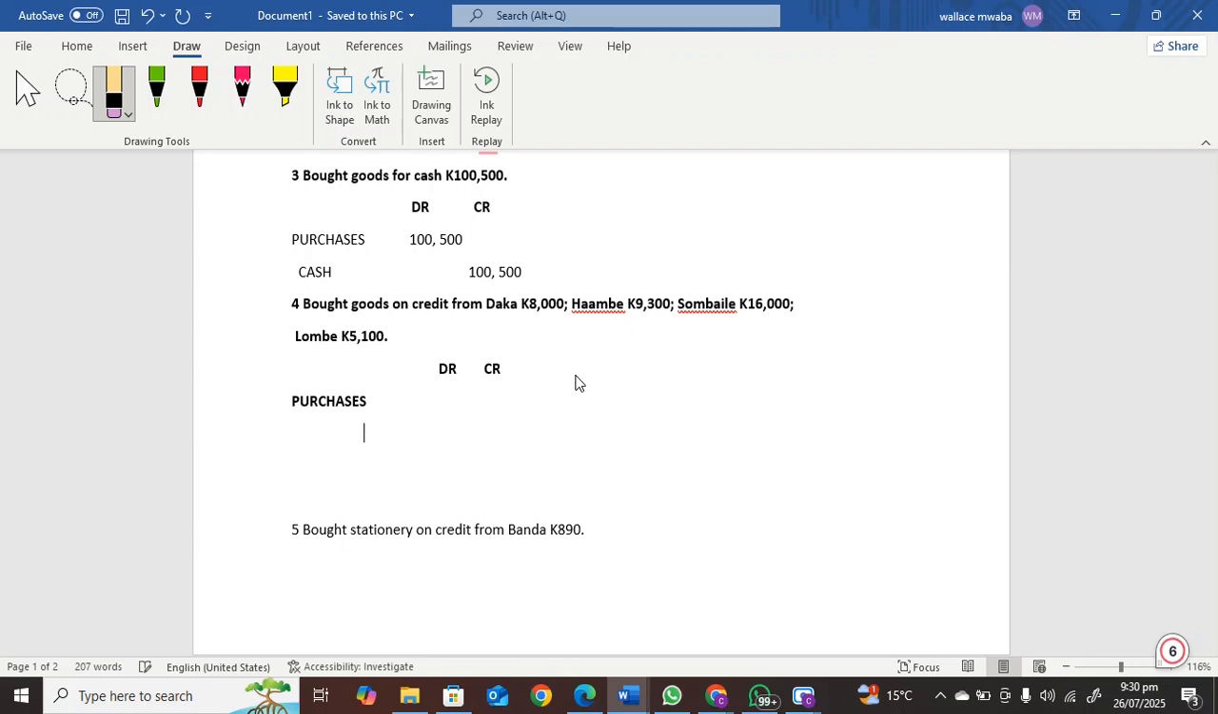Let's total up the amount. So we put here Dhaka first. Dhaka, 8,000. Hambe, 93. Sombaile, 16,000. Lombe, 5,100. We're owing all these people.